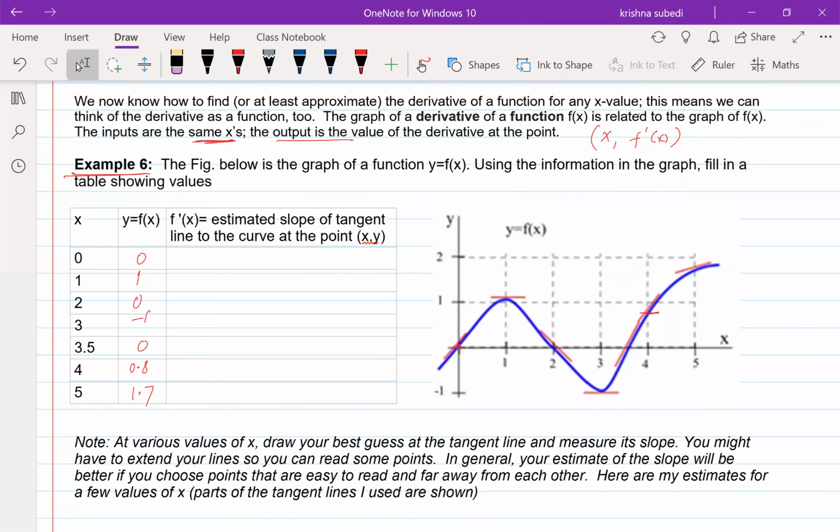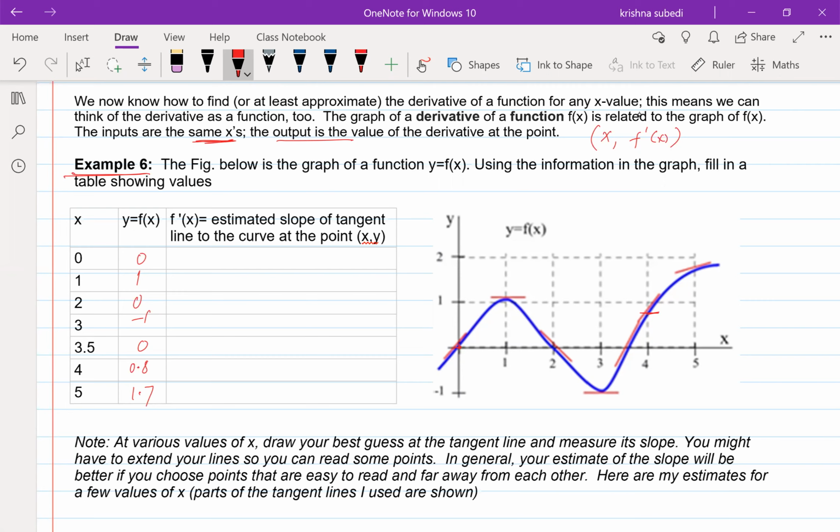So what I suggest to do is, at various values of x, draw your best guess at the tangent line, okay, and measure its slope. You might have to extend your lines so you can read some points. So in general, your estimate of the slope will be better if you choose points that are easy to read and far away from each other.